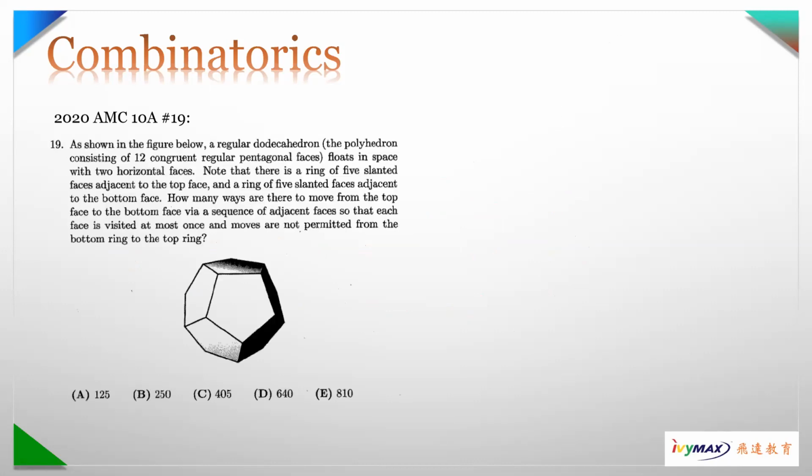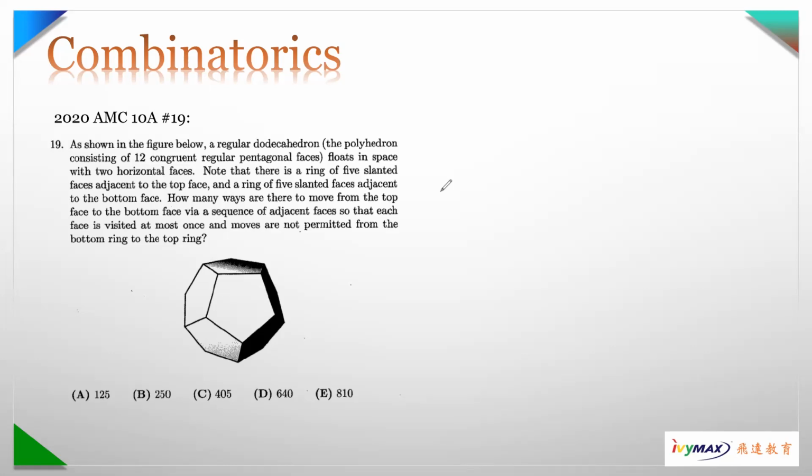Okay, let's try one more. Make it briefly for this counting problem. So we have a figure, a dodecahedron. Just like a picture is like that. Each surface is a pentagon. So totally they have 12 congruent regular pentagons.